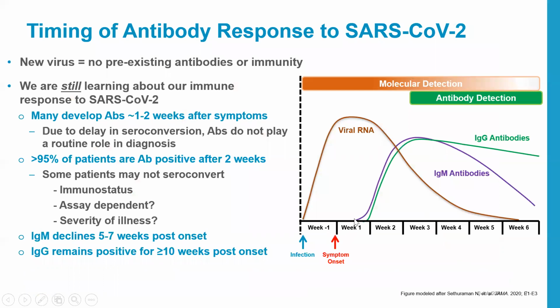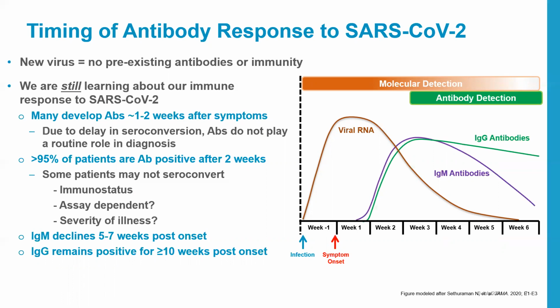Now, of course, it has to be understood that there is a timing in all these tests, both in the PCR as well as in the antibody response to SARS-CoV, because there is a certain pattern in which the body responds to the virus. So it's a new virus, so there are no pre-existing antibodies or immunity in our body, and we're still learning about our immune system, this immune response to the SARS-CoV-2.